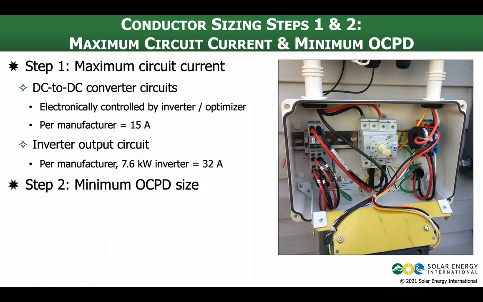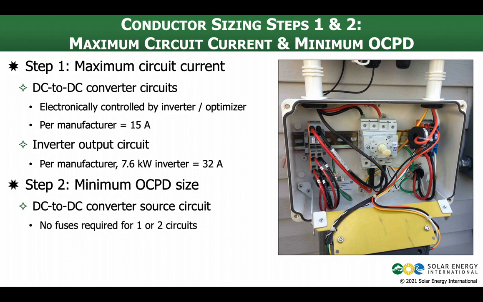Then we can calculate our minimum overcurrent protection device size. For the DC to DC converter source circuit, no fuse is required for one or two circuits on this inverter. Just like with regular PV source circuits, connected one or two in parallel, no source of overcurrent. As long as the inverter cannot backfeed, there's no need for overcurrent protection. You can see the wiring cabinet here on the inverter. There's the two strings coming in. They're paralleled, and then they go out to this disconnect and up to the inverter. So no fusing required in this case.